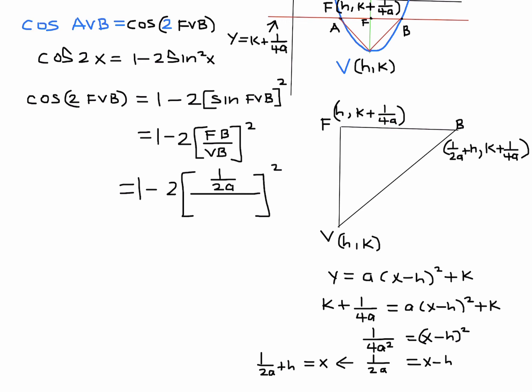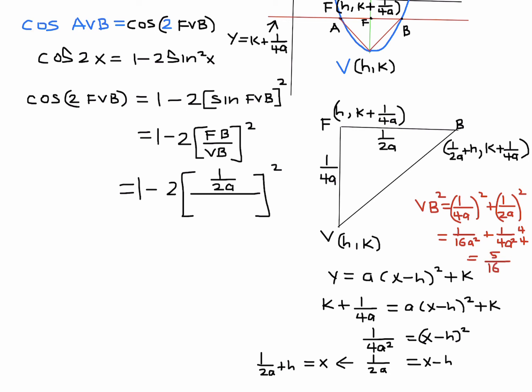Here we're subtracting the y coordinates, so that subtract this, and that's just 1 over 4a. So this is 1 over 4a, and that is 1 over 2a. So to get VB, I can just use Pythagoras real quick. So VB squared will basically be (1 over 4a) squared plus (1 over 2a) squared. And that looks like 1 over 16a squared plus 1 over 4a squared, multiply top and bottom by 4, and that gives me 5 over 16a squared is VB squared, right? So VB, if you take the square root, would be root 5 over 4a. And there we go.